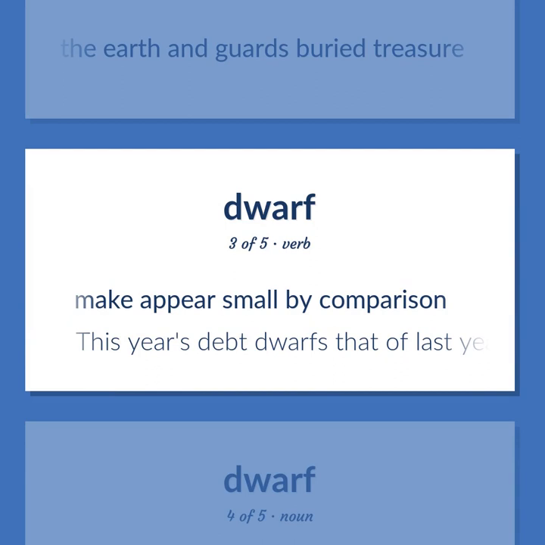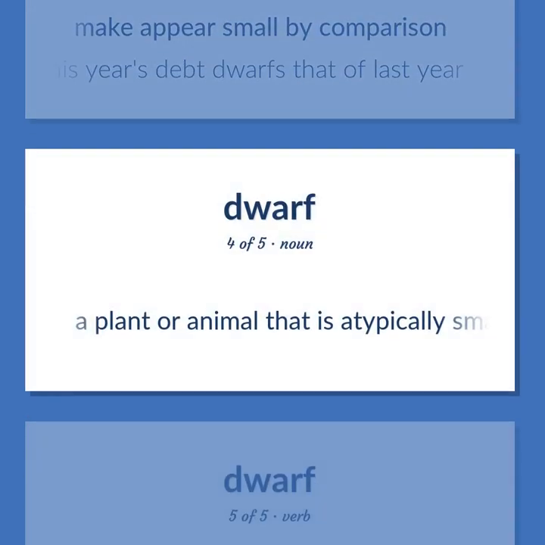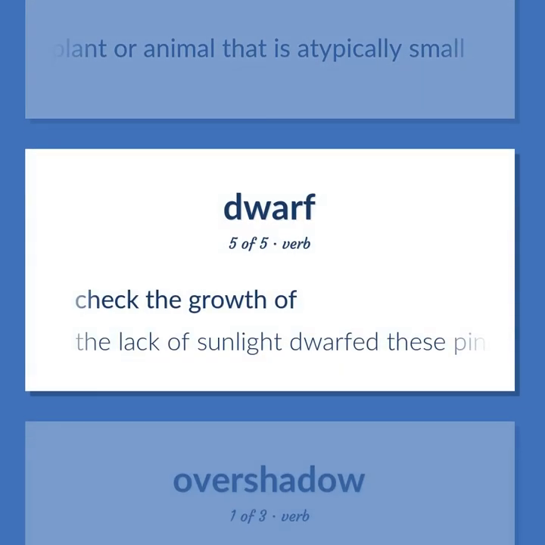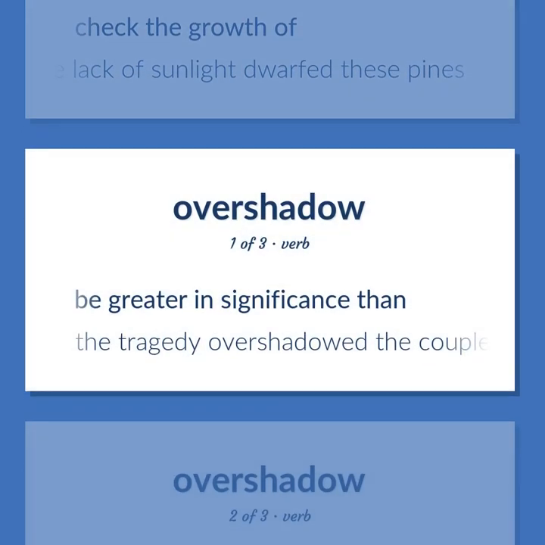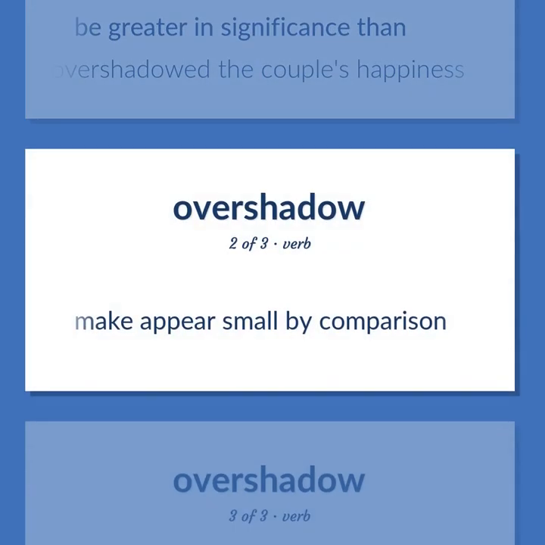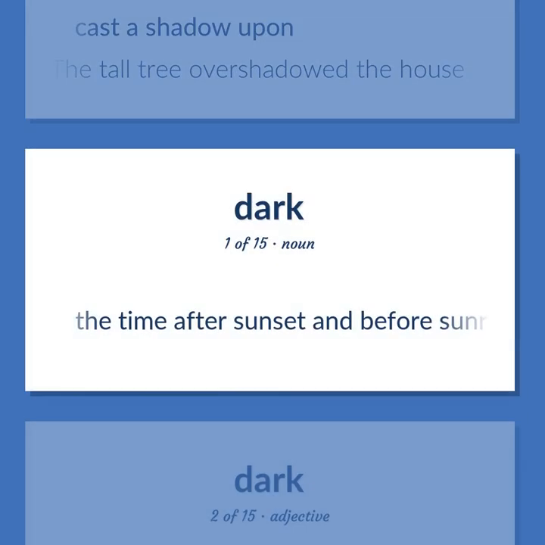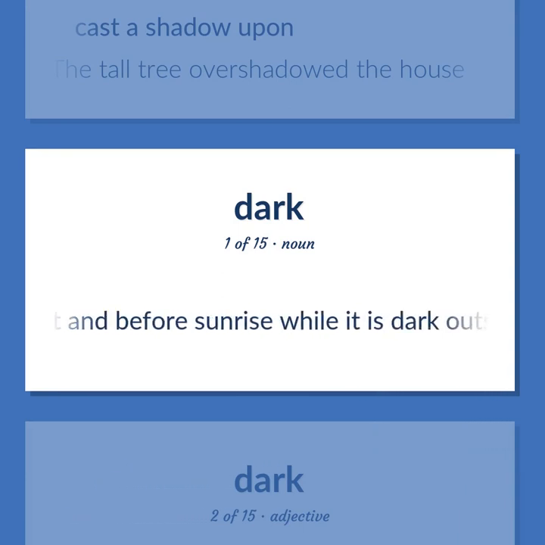Make appear small by comparison. This year's debt dwarfs that of last year. A plant or animal that is atypically small. Check the growth of. The lack of sunlight dwarfed these pines. Be greater in significance than. The tragedy overshadowed the couple's happiness. Make appear small by comparison. Cast a shadow upon. The tall tree overshadowed the house. The time after sunset and before sunrise while it is dark outside.